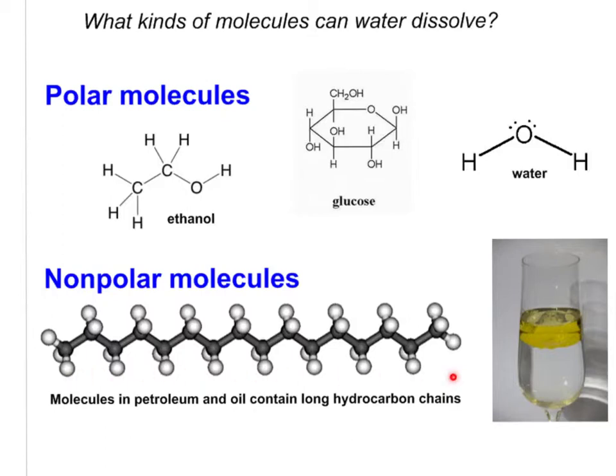This non-polar molecule is a very long chain of carbons with hydrogens on it. It is the same all the way around. It doesn't pull in one direction or another. It doesn't pull the electrons anywhere in particular. It's uniform all the way around, so it's very non-polar. Molecules like this, petroleum and oil, contain long hydrocarbon chains. This is called a hydrocarbon chain, if you'll remember from biology.